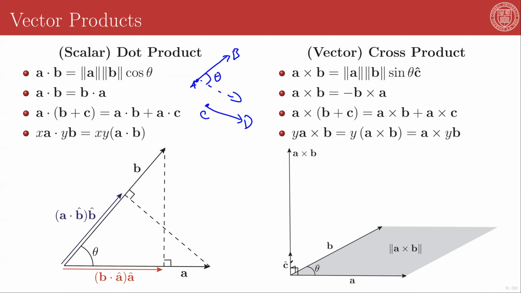And the C hat direction is the direction that is orthogonal, that is at 90 degrees to both A and B. Unlike the dot product, the vector cross product is anti-commutative. So A cross B is negative B cross A. It is still distributive over vector addition. So A crossed with quantity B plus C is A cross B plus A cross C.